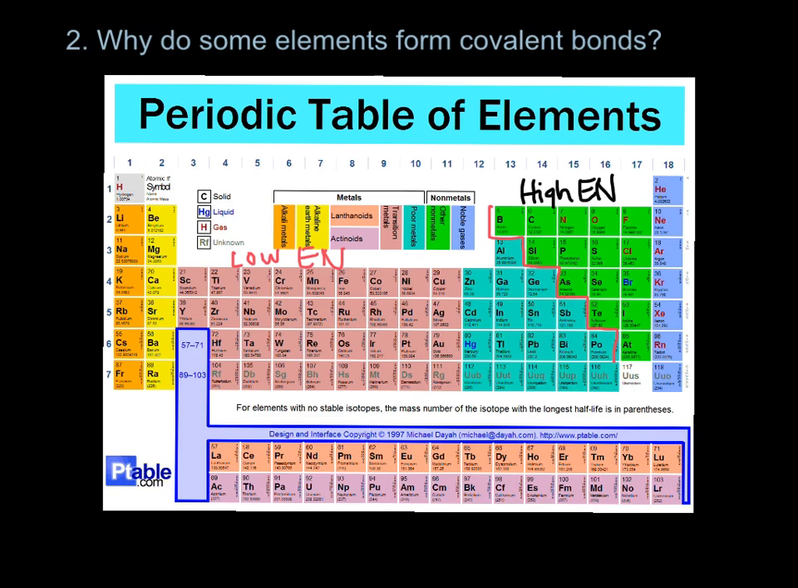Well, if you have, say, a metal bonding with a nonmetal, it makes sense that the metal would give its electrons up because of its low electronegativity to a nonmetal, which has a high electronegativity. But what happens when you have two elements that have similar electronegativity, meaning, in this case, high electronegativity? So the nonmetals don't want to give up their valence electrons, so their only choice is to share, because nonmetals aren't going to give them up to the other nonmetal, so they have to share.